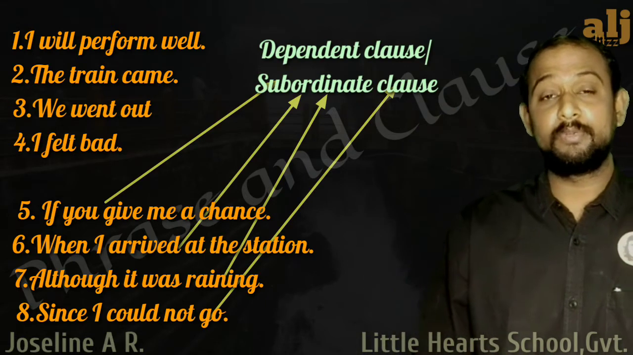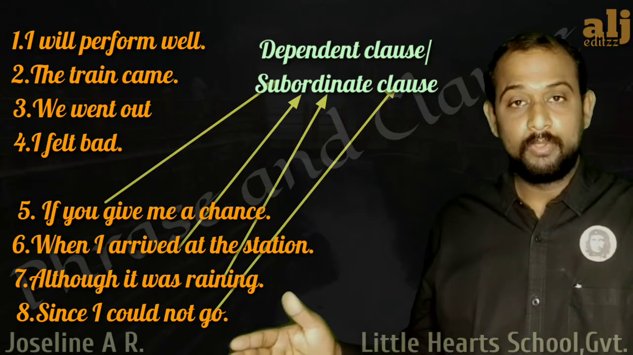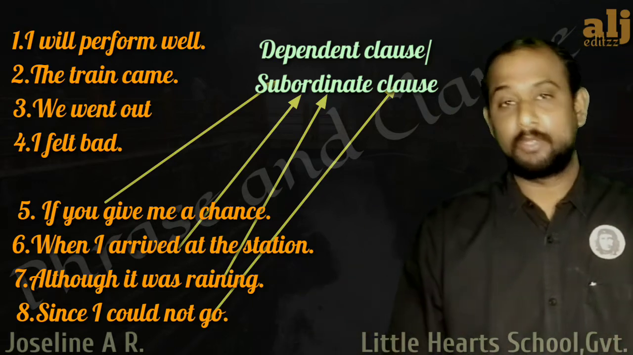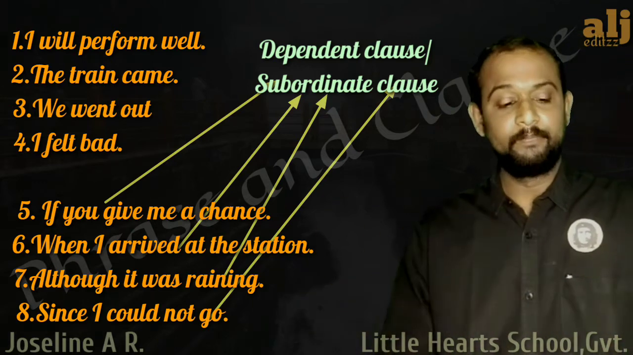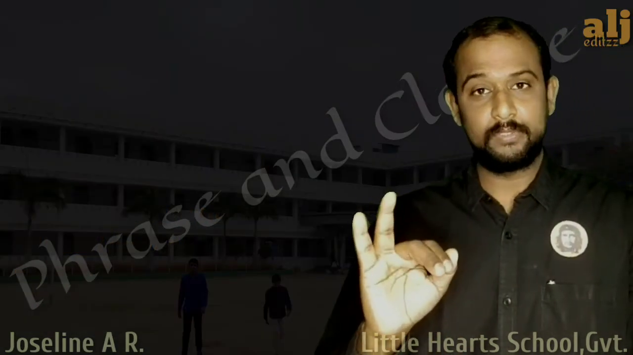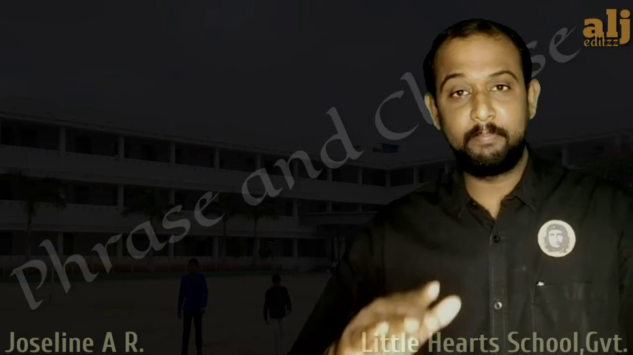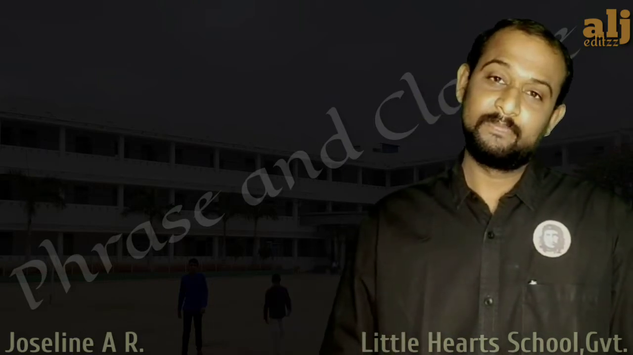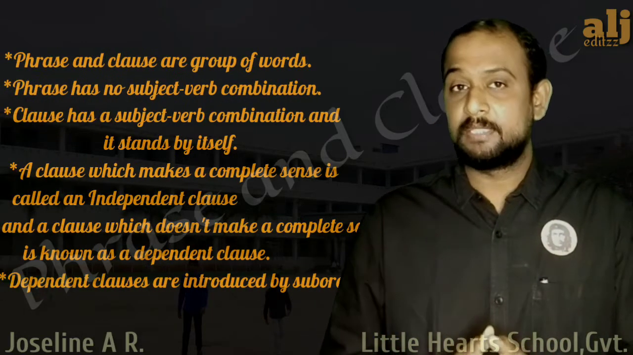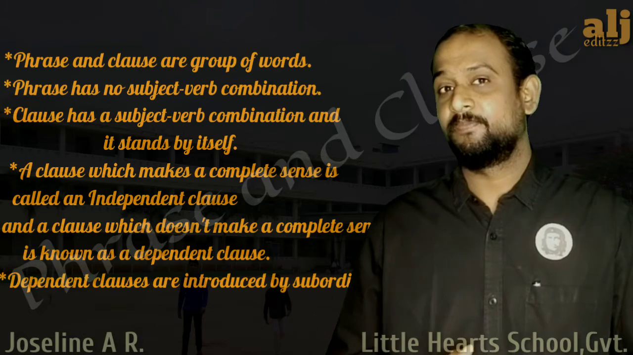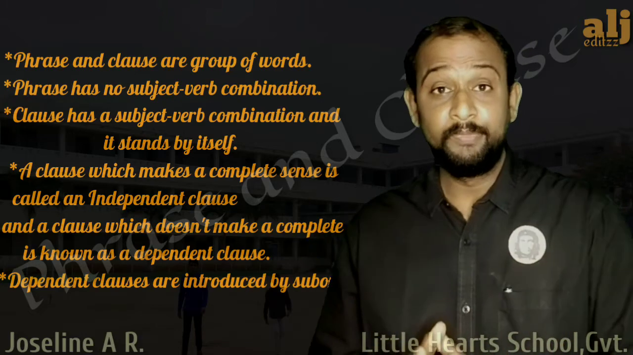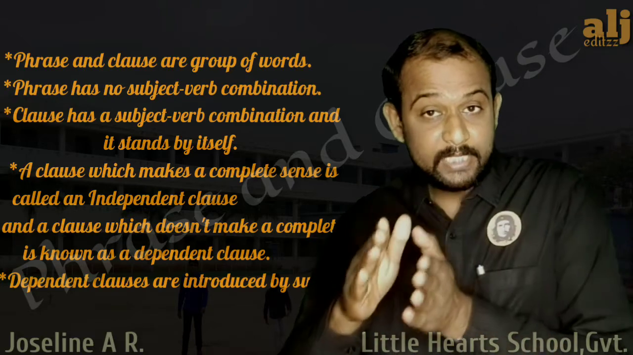Got the point, dear students? So this is how we can differentiate dependent clauses from independent clauses. Got the point, dear students? Fine. In today's class, we have learned the meaning of phrase, clause, types of phrases, and dependent and independent clauses. Remember one thing. The only similarity between a phrase and a clause is that both are group of words. But the difference is that in a phrase, we do not have a subject-verb combination, whereas in a clause, we do have a subject-verb combination.